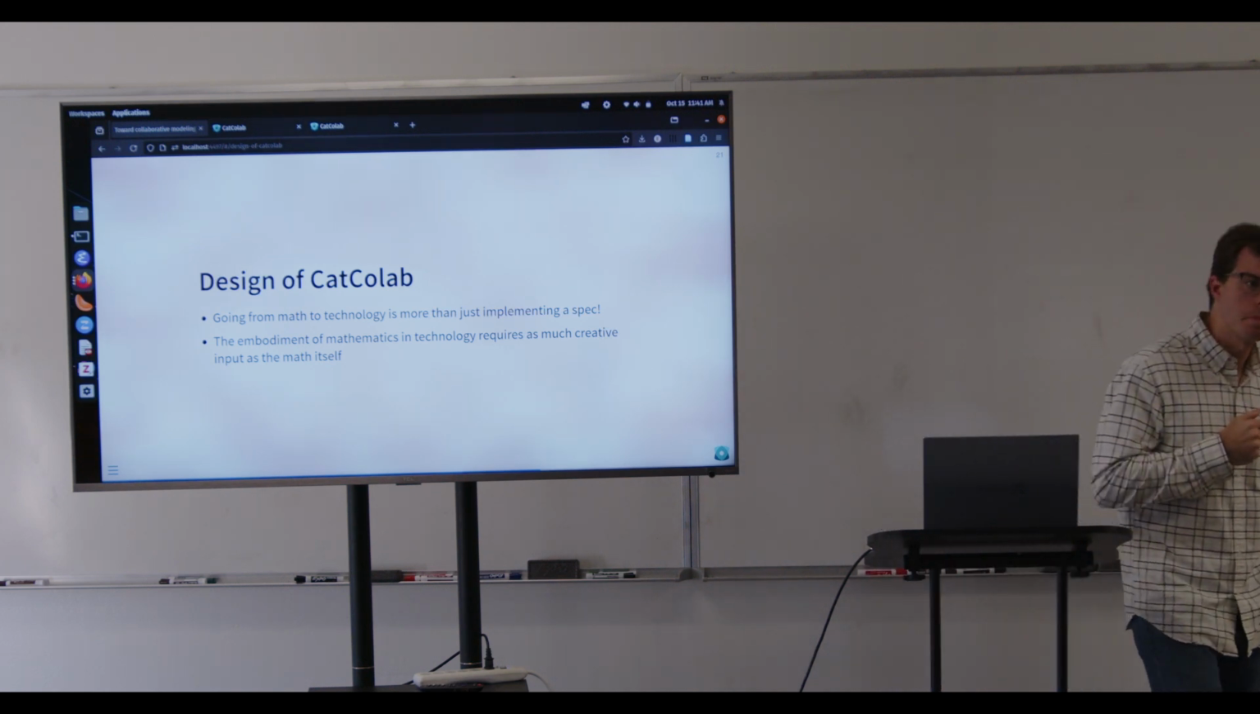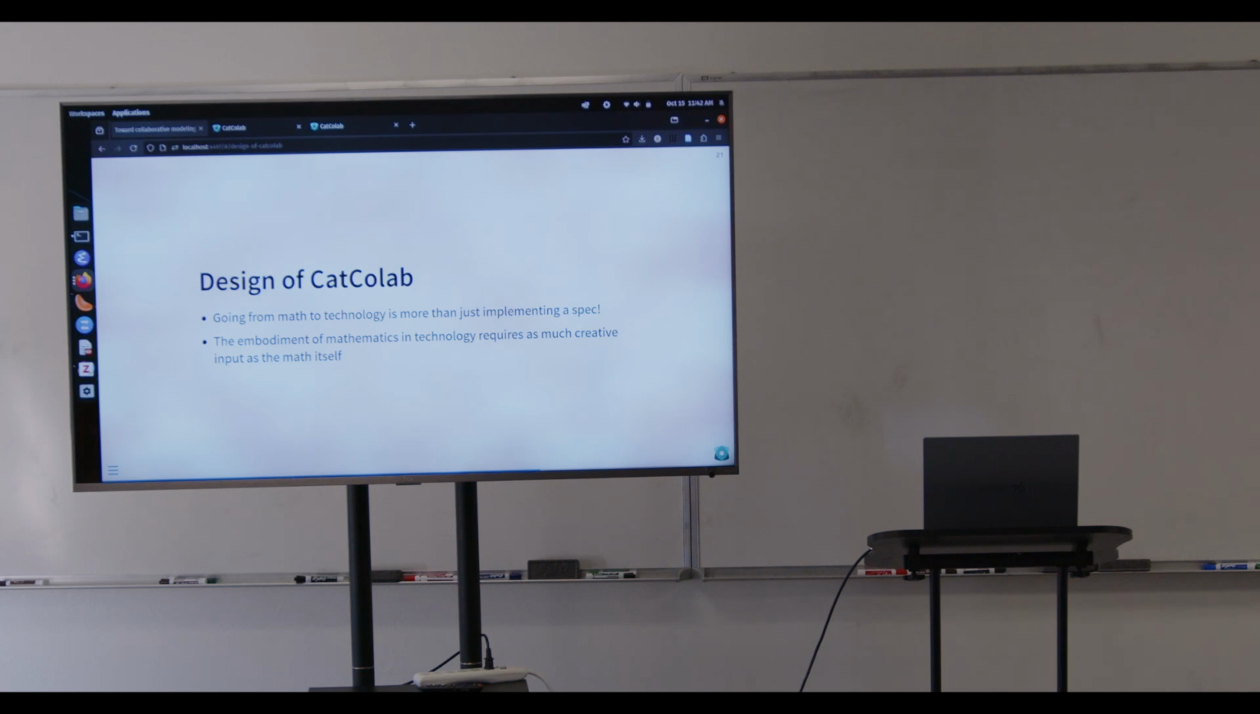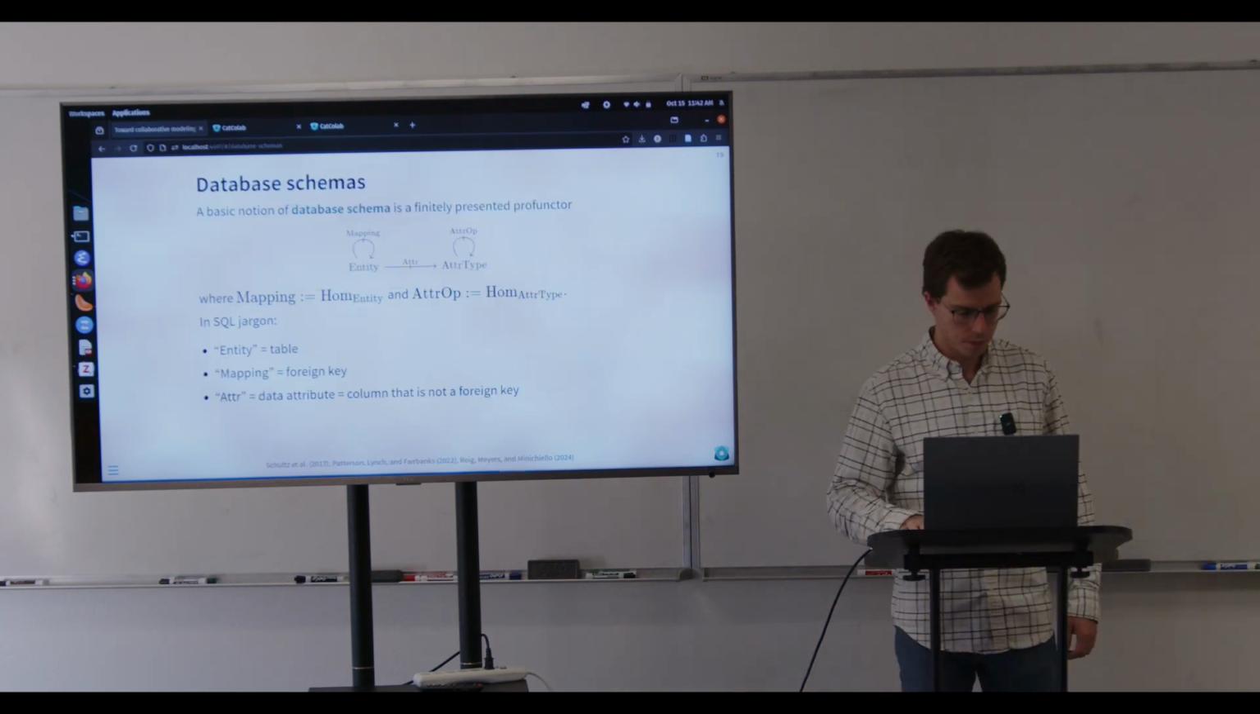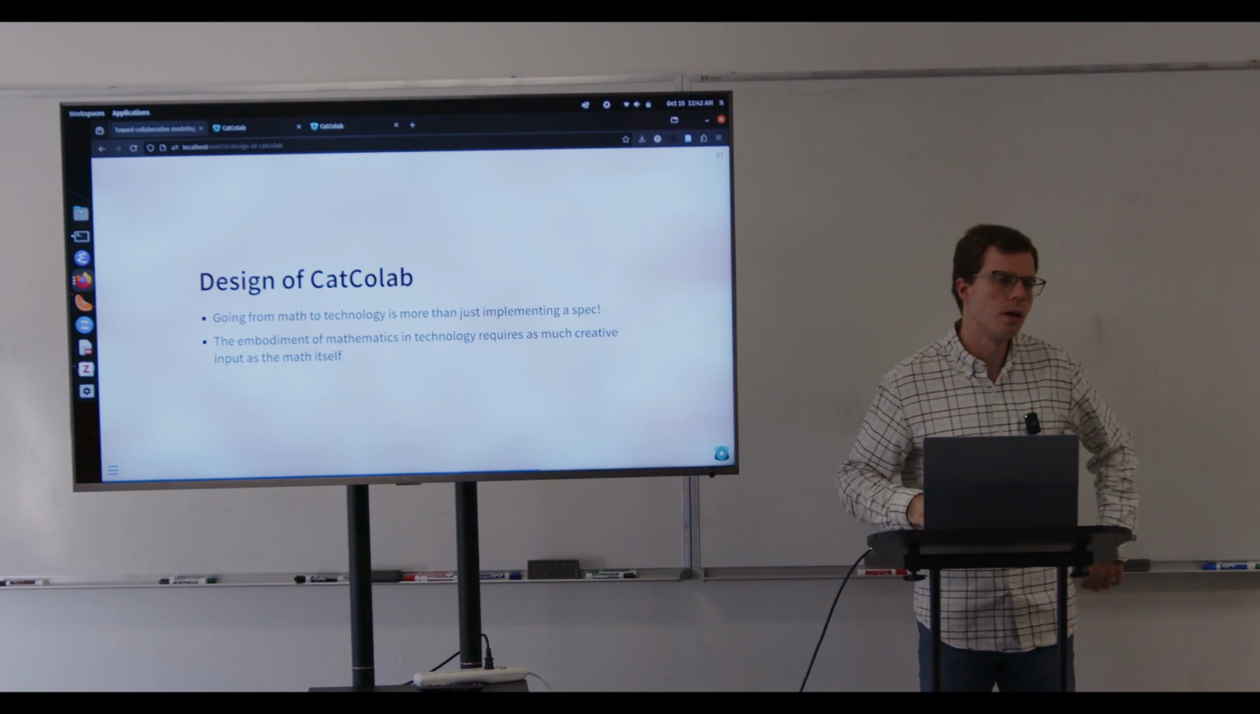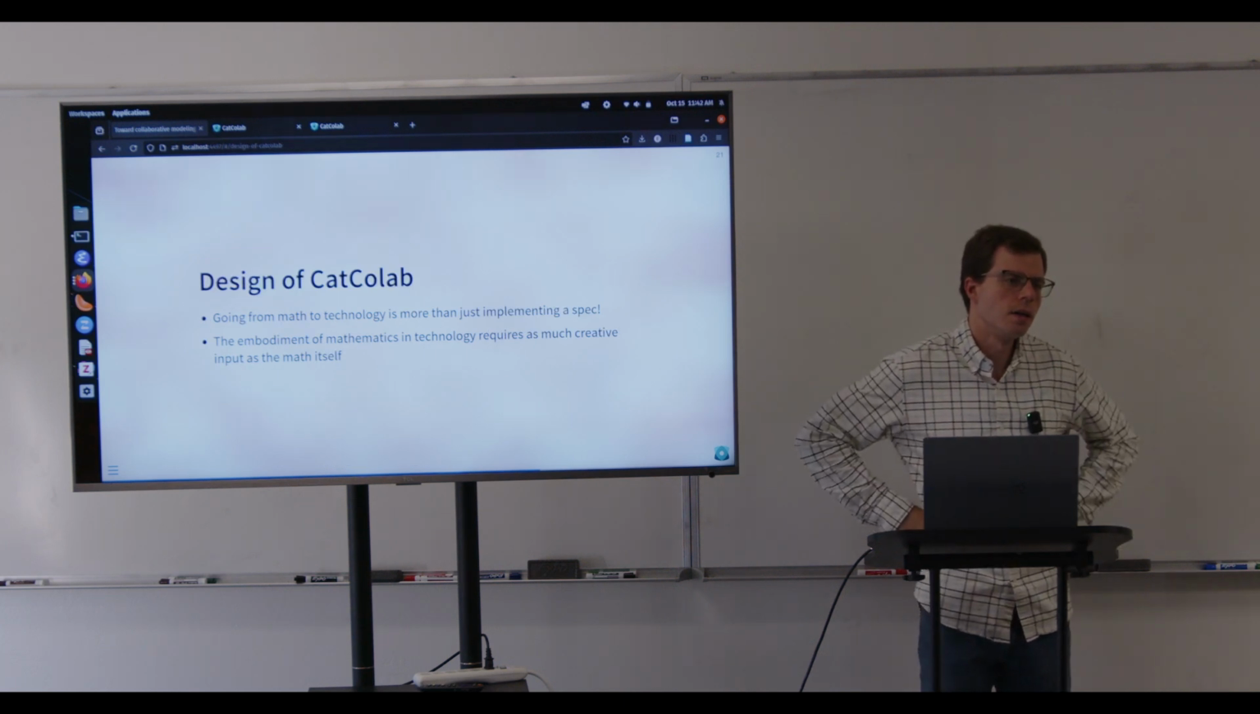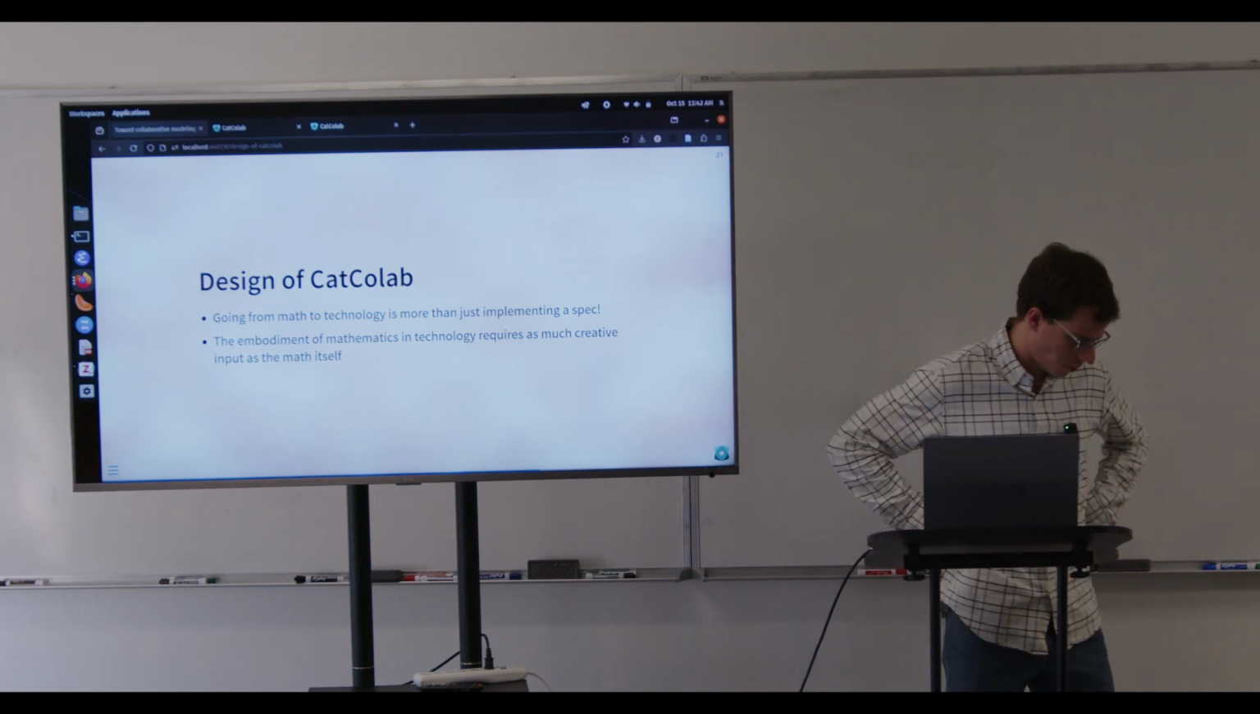I don't understand this database schemas thing a bit better. When you have that drop-down menu in CatColab, does each option there correspond to a double theory? Yes. So the double theory for causal loop diagrams or regulatory networks.